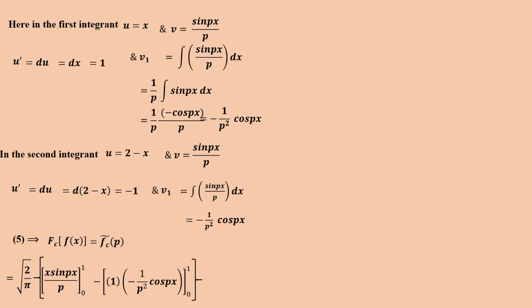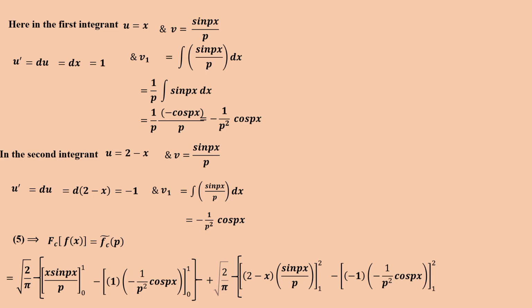Now the second one, that is the second integrand: plus root 2 divided by pi. Here u is 2 minus x, v is sine px by p. So by Bernoulli's formula, uv is 2 minus x into sine px by p, limit 1 to 2 for the second integrand. Then minus u dash, which is minus 1, into v1, which is minus 1 by p square cos px, limit 1 to 2.